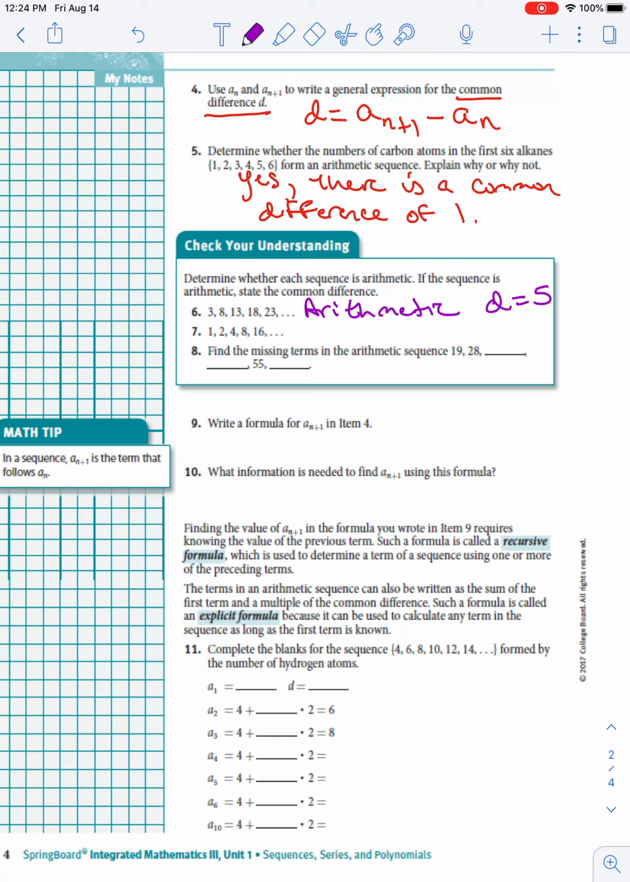2 minus 1 is 1. 4 minus 2 is 2. Nope, I do not. So that is not arithmetic. Okay, we'll go on to number 8.